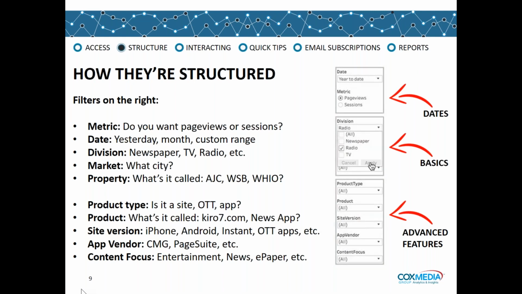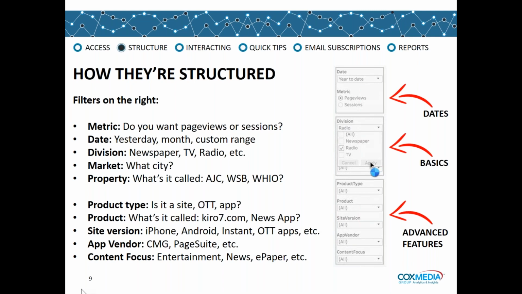And then we have a market filter. So what city are you looking to look at the properties within? Atlanta, maybe Dayton, anything like that. That's what's going to be in that filter. And then property is going to be those individual property names. So AJC, WSB, WHIO, Cairo, those different names are going to be in property if you're looking to see that level of distinction within your data.